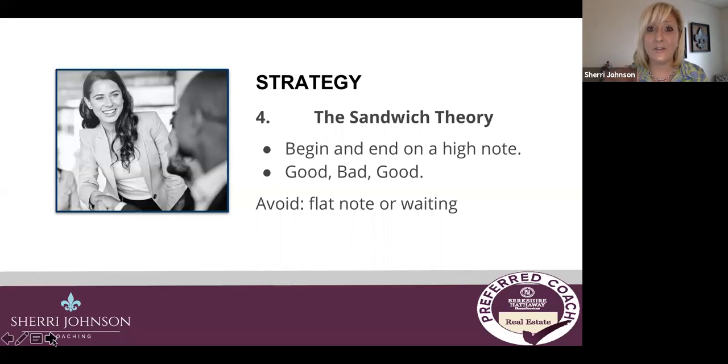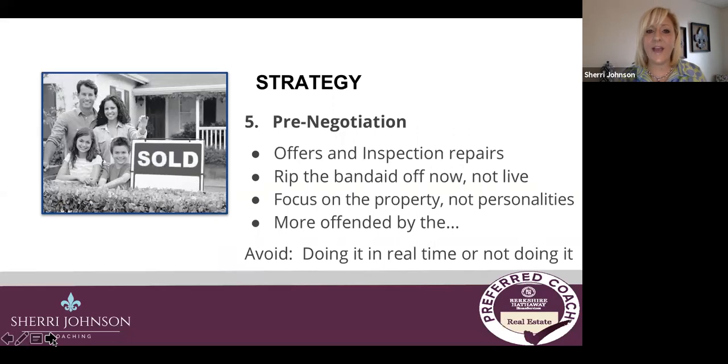That means you can do this with other agents, right? In our daily interaction with agents, how are we communicating, right? In person, I hope, at least on the phone, and not via text, because I can't begin and end on a high note when I'm just texting because it's quicker. Doesn't work. So number 5, pre-negotiate.